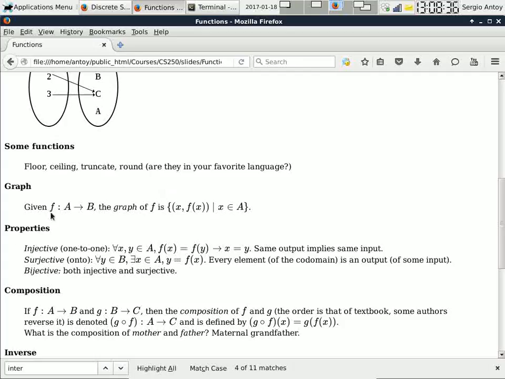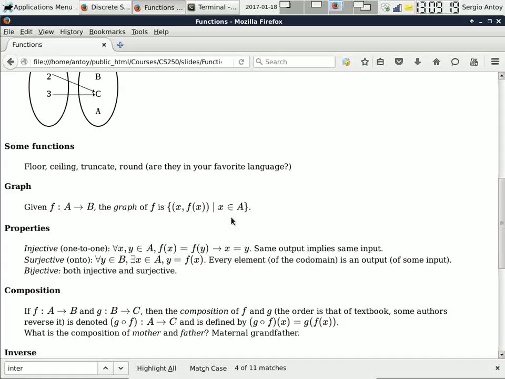If you have a function from A to B, the graph of f is a set of pairs (x, f(x)), which is the one that I showed before, where x is in A. So suppose that my function is x squared. I have this function square that goes from the naturals to the naturals, right? What is the graph of this function?